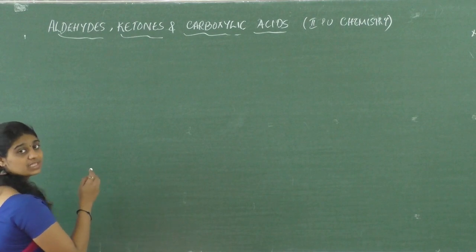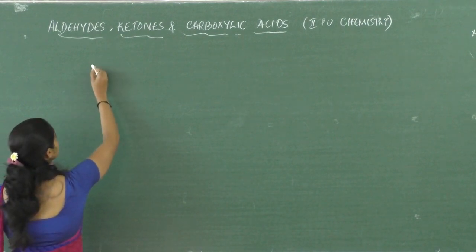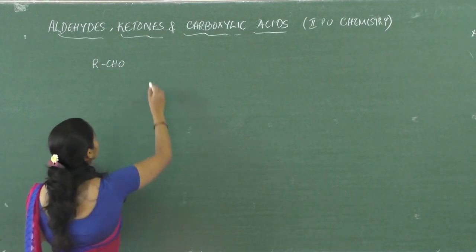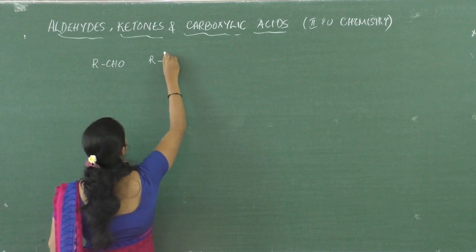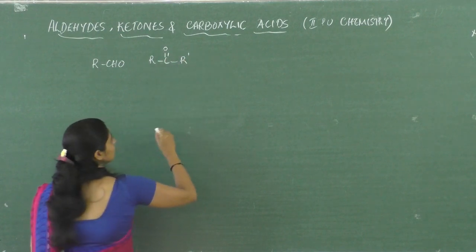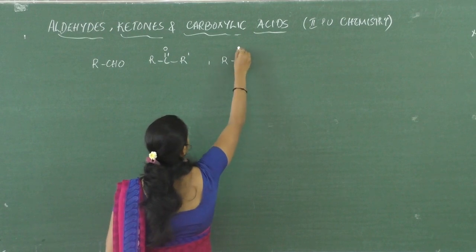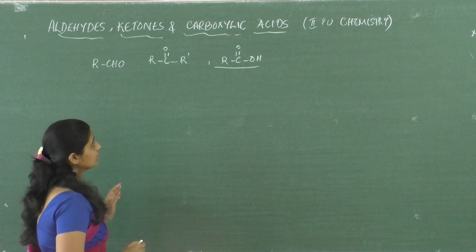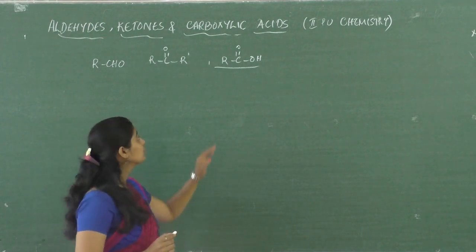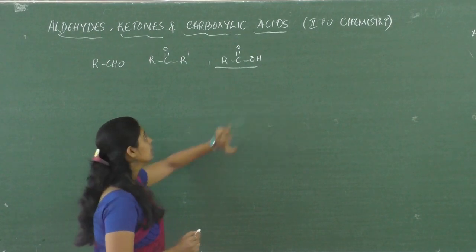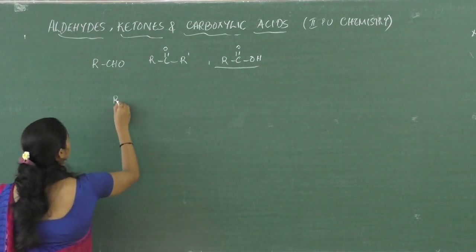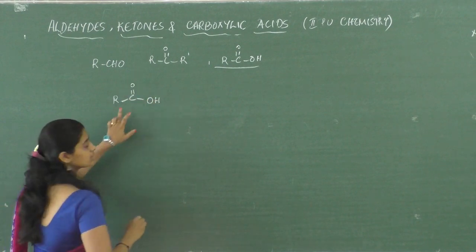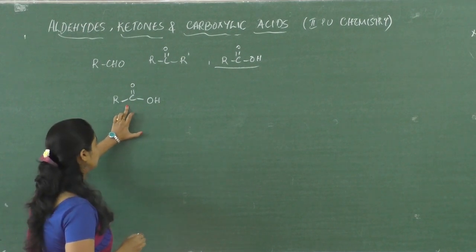In the last class we have seen the general formula of aldehydes as well as ketones. RCHO is termed as aldehyde, RCOR' is called ketone, and RC double bond O OH is termed as carboxylic acid. There are certain compounds which are derived from this carboxylic acid. So let us see that.